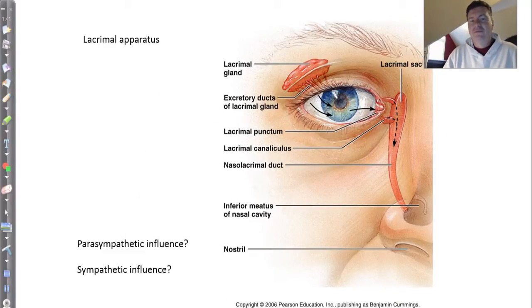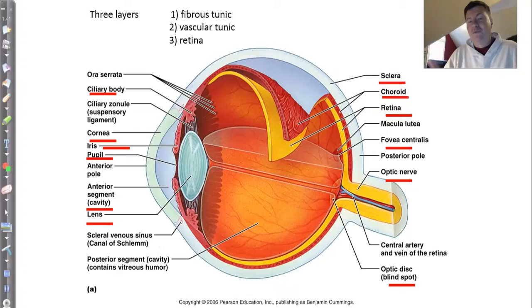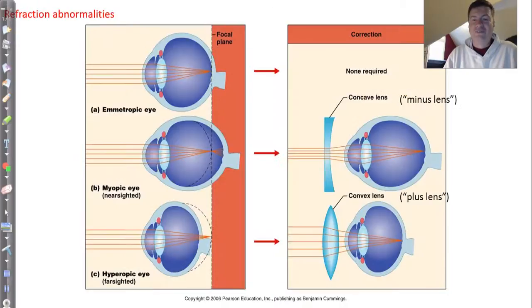I'm not sure why I put this one in here, but you should remember the basics of the lacrimal apparatus, how tears form. I wanted you to see this one. Parts of the eye, very fair game. You should know the parts of the eye, how light passes through it, how light gets refracted, how light gets bent as it travels through the eye.